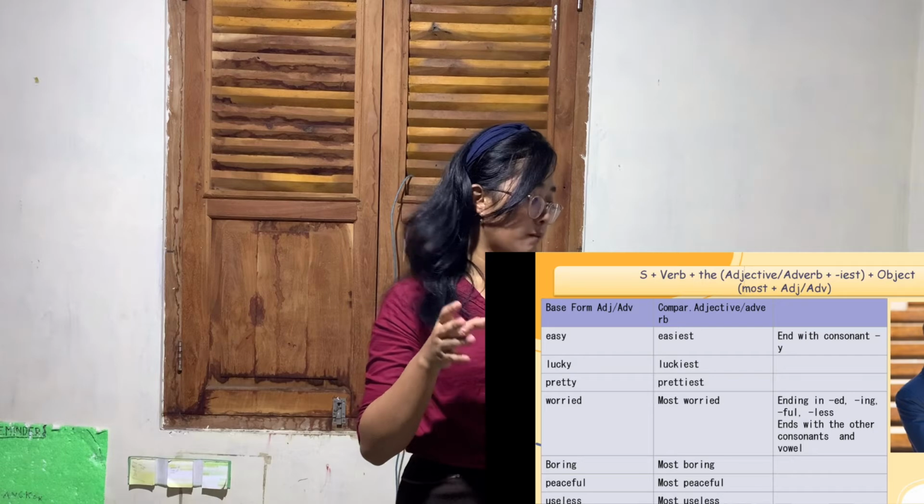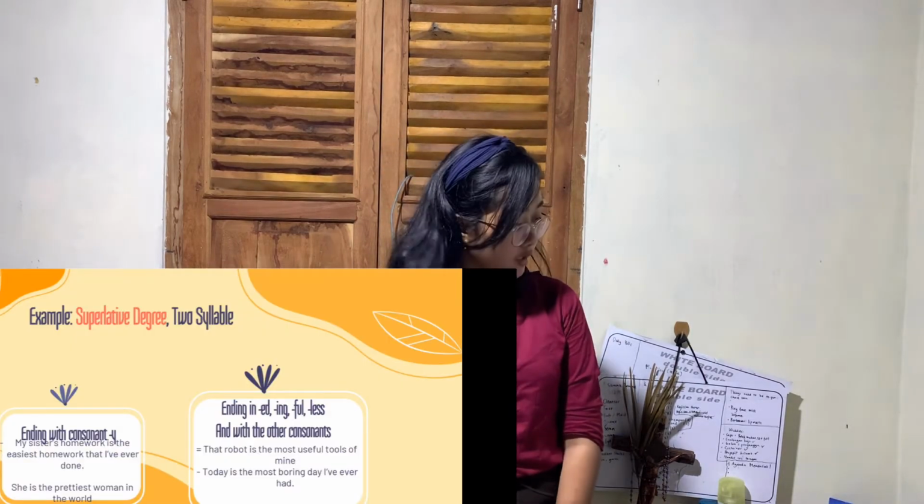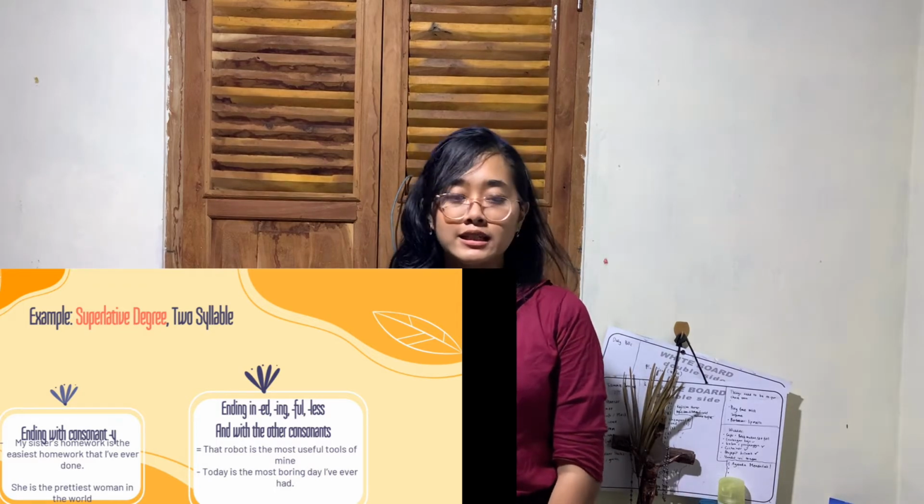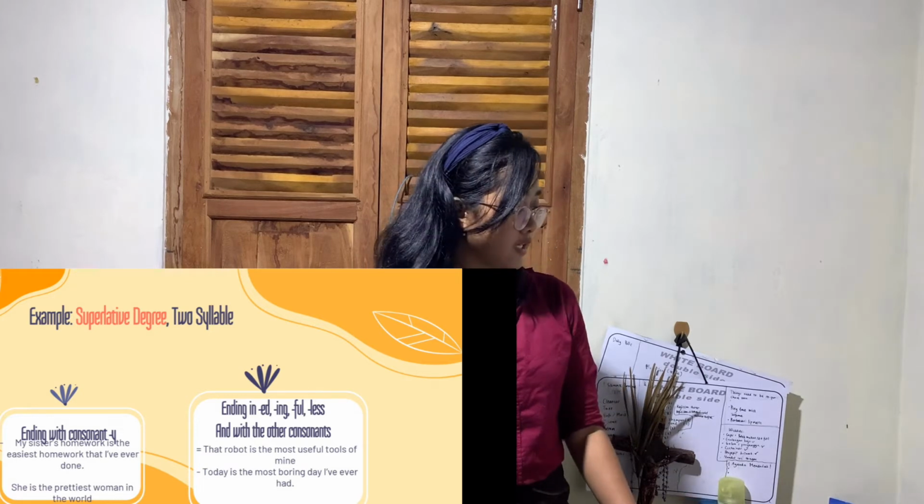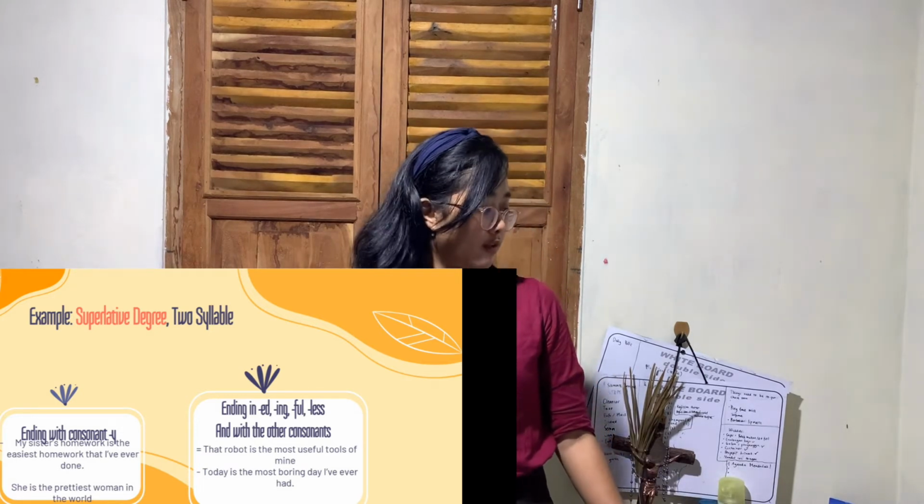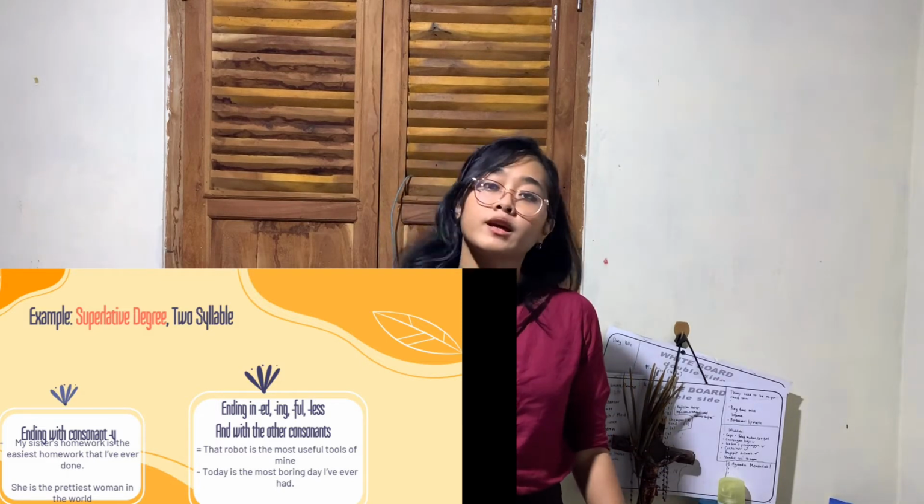Boring becomes most boring. Sorry, peaceful becomes most peaceful, and the other. Okay, we can take a look at the example. The first example: my sister's homework is the easiest homework that I've ever done. Or she is the prettiest woman in the world, like that. She is the subject and woman in the world is the object, like that.